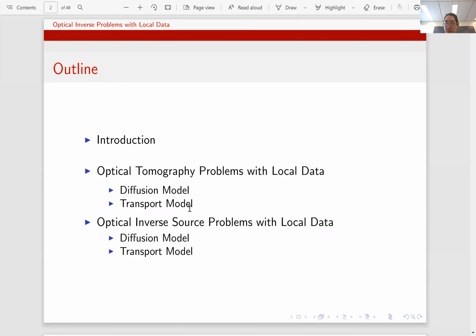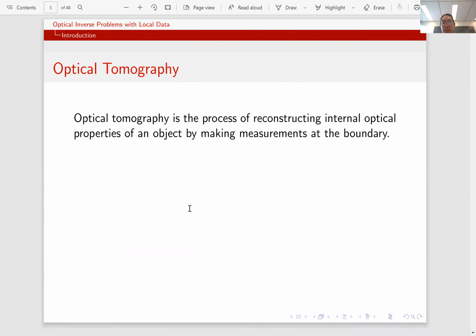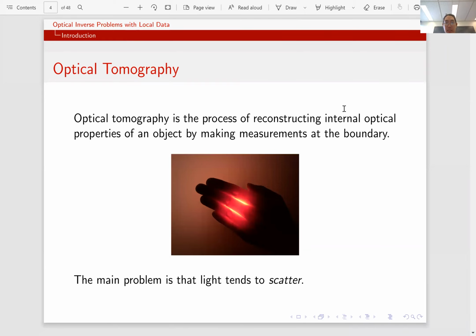All right, so let me start with an introduction, and I'll start by talking about what I mean by optical tomography. Optical tomography is the process of reconstructing the internal optical properties of an object by making measurements at the boundary. And what does that mean in plain language? Basically, the idea is that you have a source of light that's shining through an object of interest. And when I say making measurements at the boundary, I really just mean looking at the light that comes out of the object.